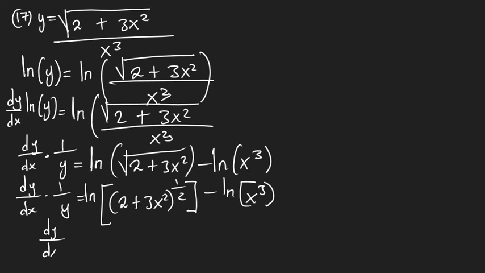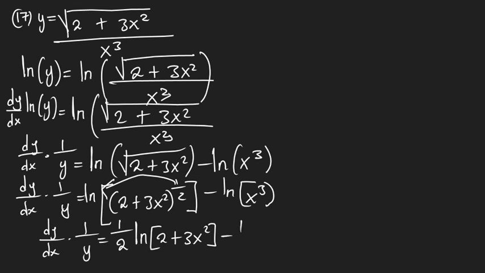Dy over dx 1 over y is equal to, the 1 over 2 will go this side, so it will be 1 over 2, then we have the ln of 2 plus 3x to the 2 minus ln of x to the 3. From there, we are going to have dy over dx of 1 over y.